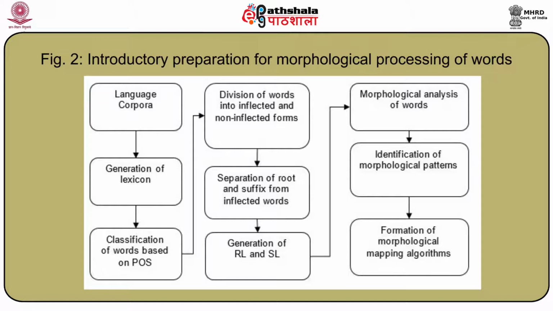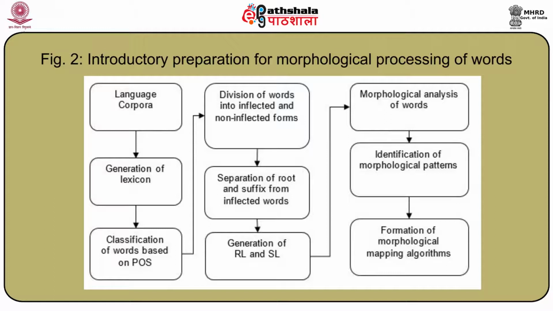So if from the corpus you get, say, 100 words which are non-inflected, there is nothing to be tagged there, no inflection. So those words are identified and sub-classified according to their parts of speech and put into the root lexicons.